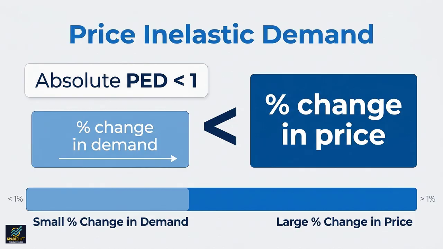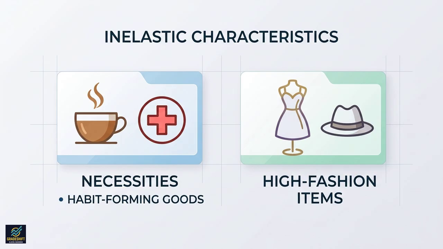This occurs when the absolute value of the calculation is less than 1. Here, the percentage change in demand is smaller than the percentage change in price. Products with inelastic demand are often necessities, habit-forming goods, or high-fashion items. Consumers feel they simply must have the product, regardless of minor price fluctuations, making them highly insensitive to price changes.